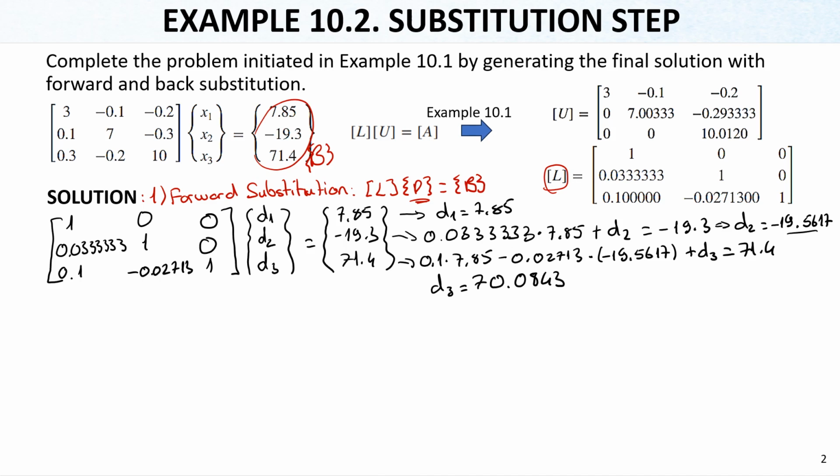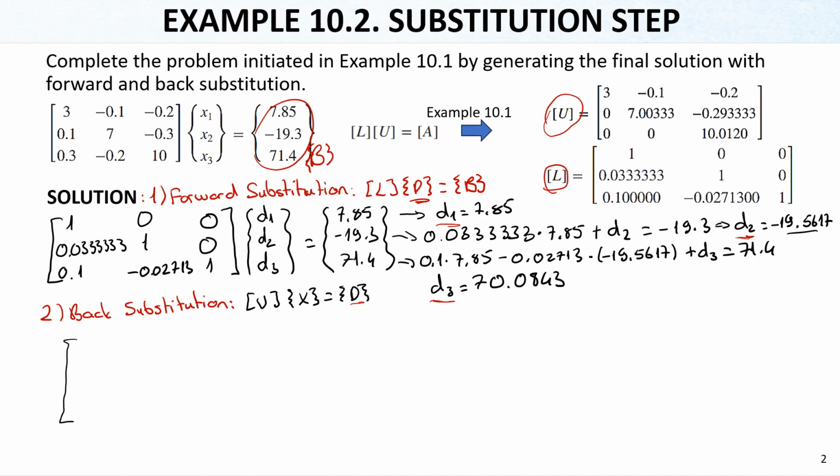Then the next step is back substitution. And for that we have the formulation of U times X will be equivalent to D. We will solve this. And for that we know U already over here. You can see U is here. X's are these, X's are unknowns, and D values are these. D matrix is this. So let's write them here.